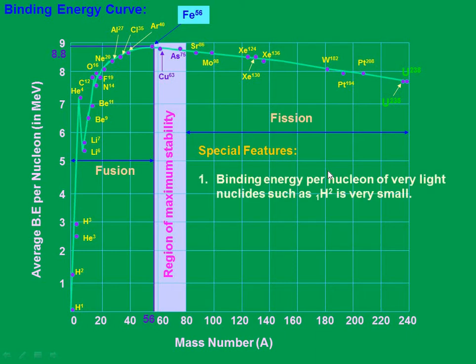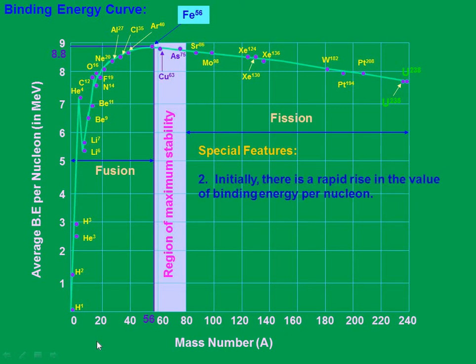the first thing: binding energy per nucleon of a very light nucleus such as hydrogen-1,2 is very small. Notice here, in the figure you can notice hydrogen-1,2. Initially, there is a rapid rise in the value of binding energy per nucleon. We can notice from the graph that up to 7 the value keeps on increasing.